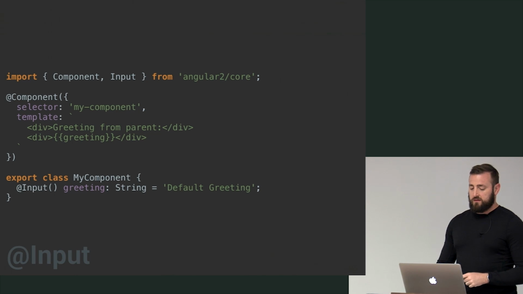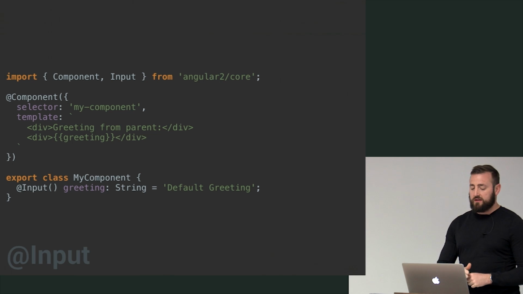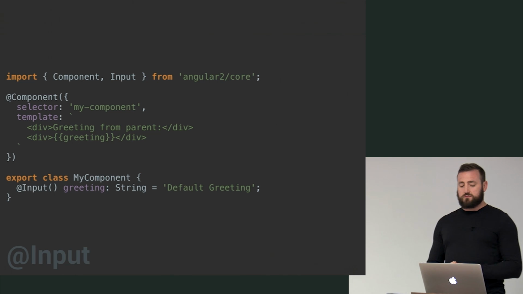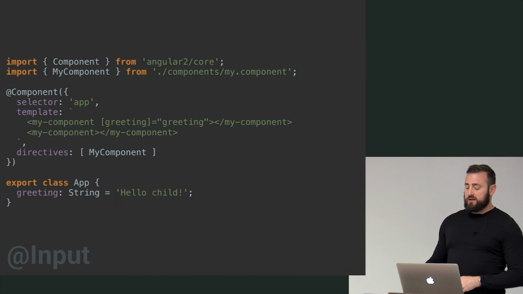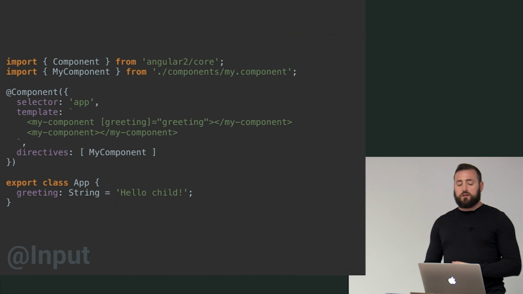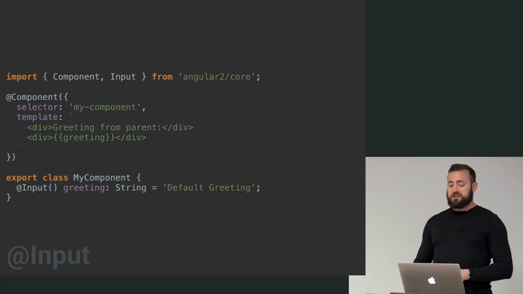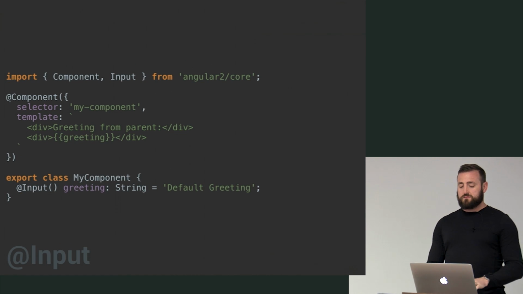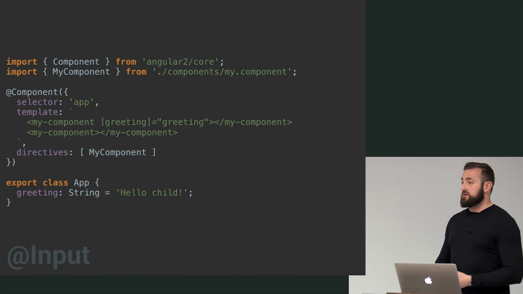In the component here, we have a greeting property. And in the parent component, we're defining the greeting property, and we are sending in hello child. Now you'll notice that I set a default here, so if it did not get defined, then it would just go to the default.